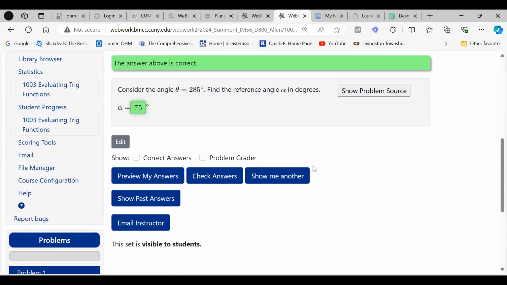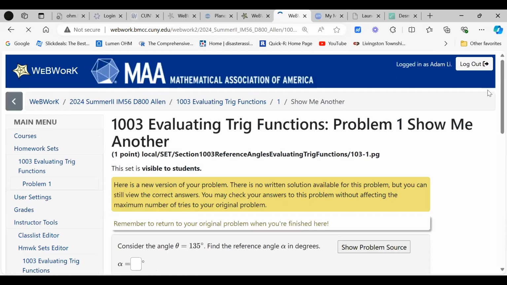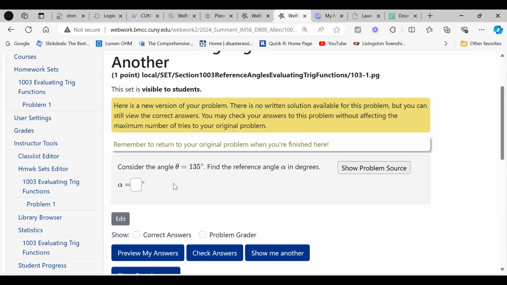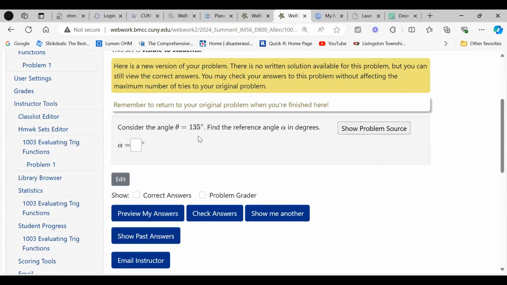So I'll let you try one of these. Try this, right? Let's find the reference angle for theta equal to 135 degrees.